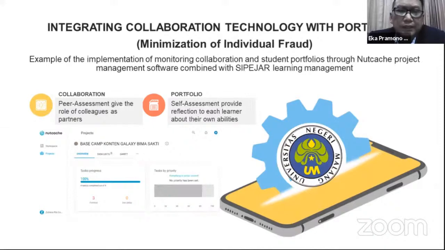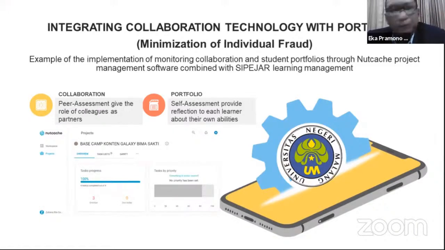Based on our research with my colleague, Dr. Henry, we have concluded that integrating collaboration technology with portfolio is an important thing to minimize individual fraud. By fraud, we mean cheating. An example of the implementation is monitoring collaboration and student portfolios through management software combined with Sipajar. In our university, we have a learning management system known as Sipajar learning management, and in the system we have collaboration and portfolio.